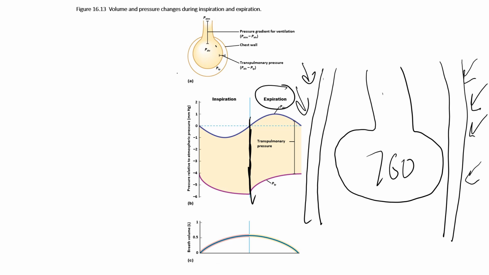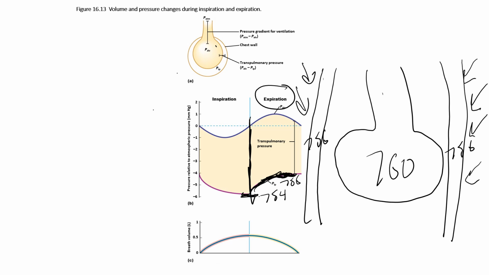Intrapleural pressure is going to go from 754 back to 756. You see this? When we're exhaling, intrapleural pressure rises, right? It's increasing. And that's because the chest wall is falling down and inward, bringing the parietal and visceral pleura closer together, decreasing the volume of the pleural cavity, thus increasing intrapleural pressure from 754 back to 756.